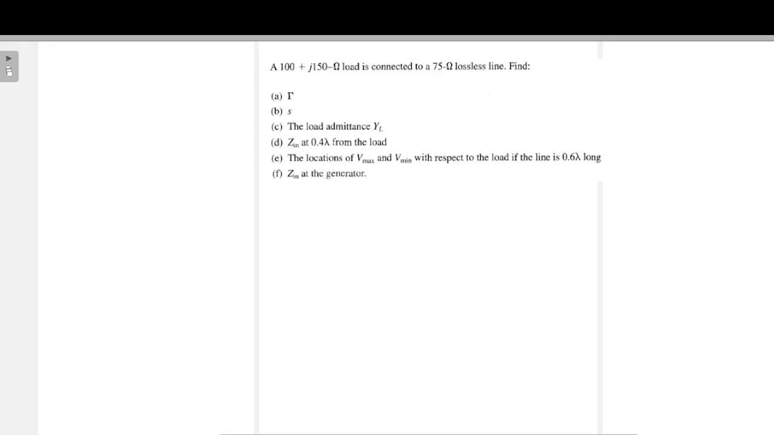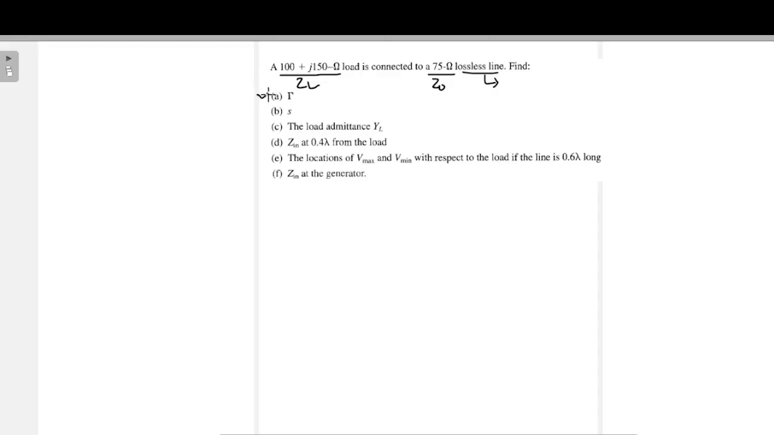Welcome to this video. In this video I am going to explain this problem using the Smith Chart. So without much delay, let us see what this problem is saying. First, a 100 plus j50 ohm load is connected, so that is our ZL, and a 75 ohm lossless line. So here Z0 is given and the line is given as lossless.